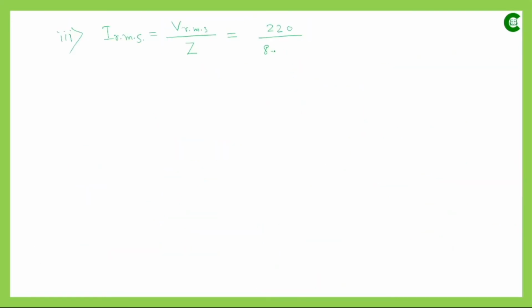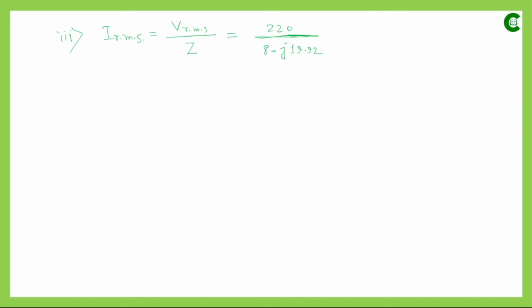So in place of Z it will be 8 minus j 19.92. Now here we are dividing 220 by a value which is represented in rectangular format. Now to do this division a faster way, we can use a calculator, and first we can convert this rectangular format into its corresponding polar format, and then we can divide easily.